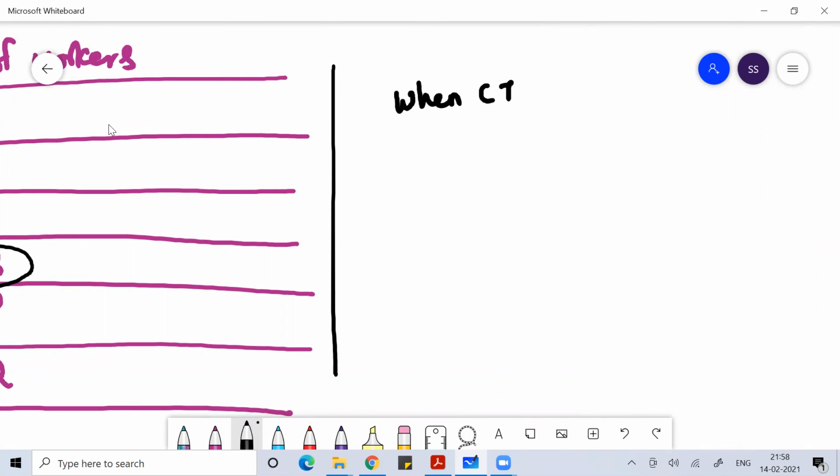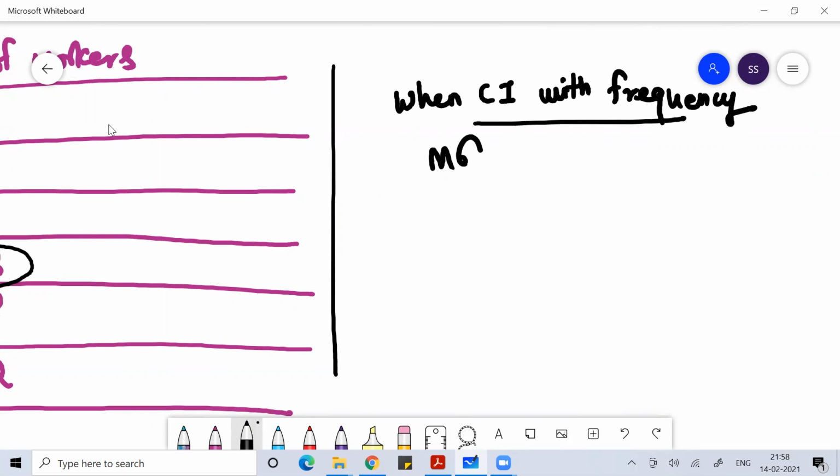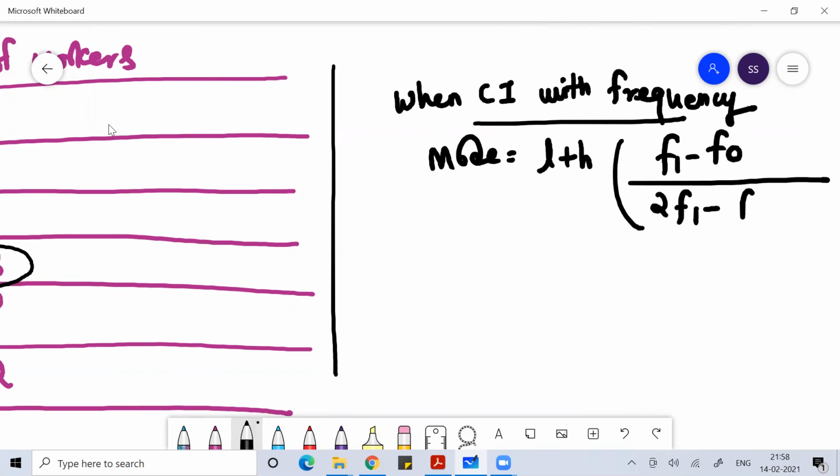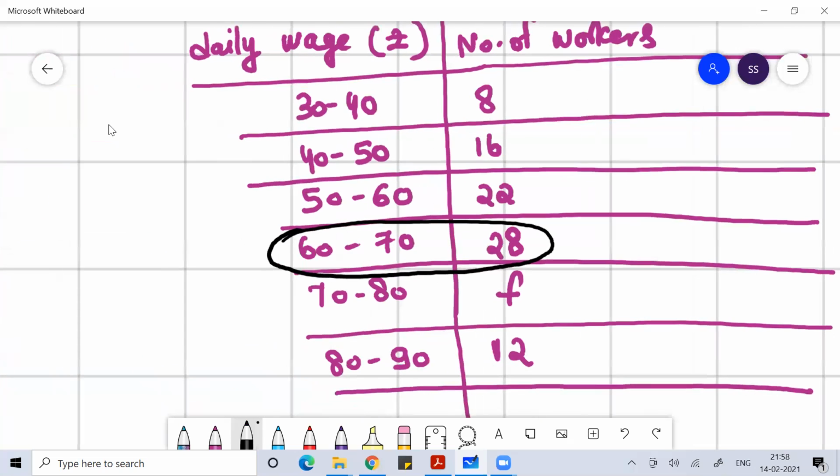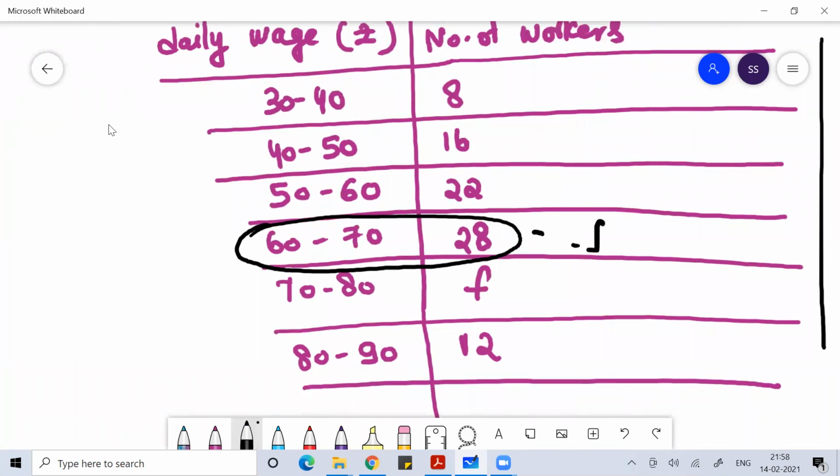whenever you have class intervals with frequency, the formula of mode is L plus h times (f1 minus f0) divided by (2f1 minus f0 minus f2). This is the formula, and in this range, this is called f1. You understood why this is f1, because your mode is 66. That is only possible if your required class interval is 60 to 70. This is f1, this is f0, and this is f2.